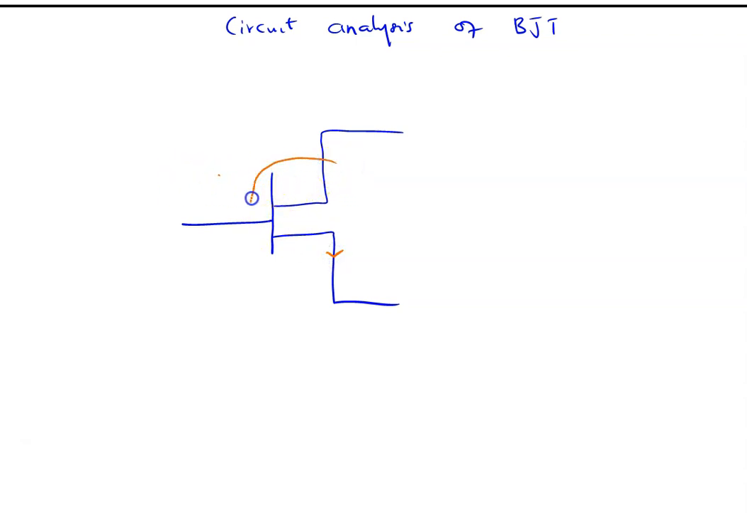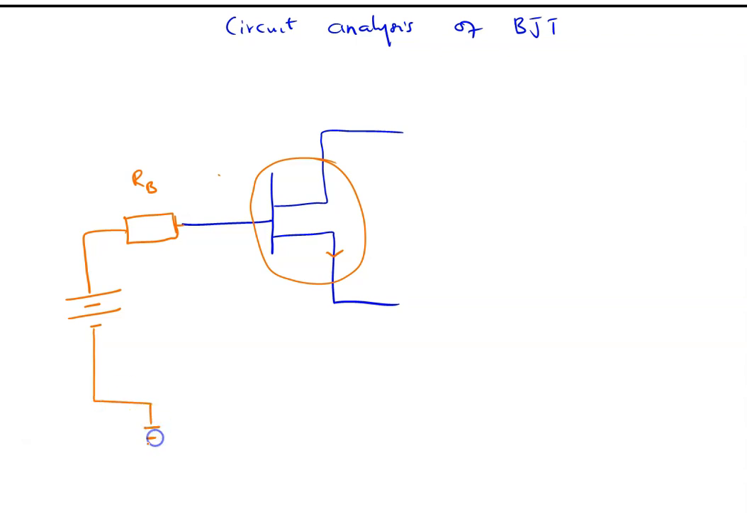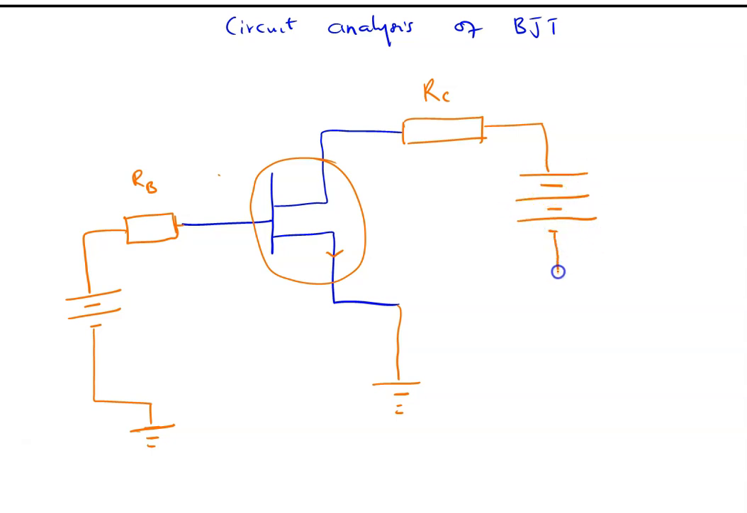So this is how it looks like. Then I have the RB here, which is the base resistance, right? Then I have the base voltage, positive and negative, and it's connected to the ground. Then I also have the emitter, which is connected to ground, right? Then I have my collector, so we have the collector resistance. Then we also have the battery on the collector side, positive and negative, and it's connected to ground.